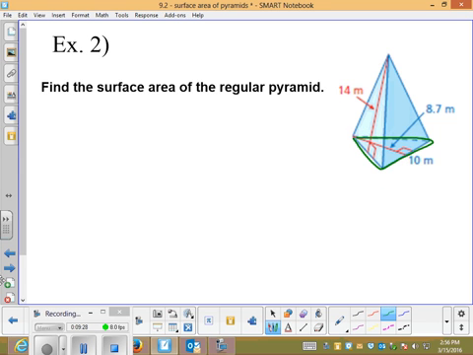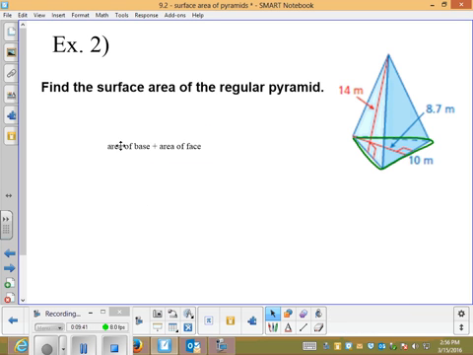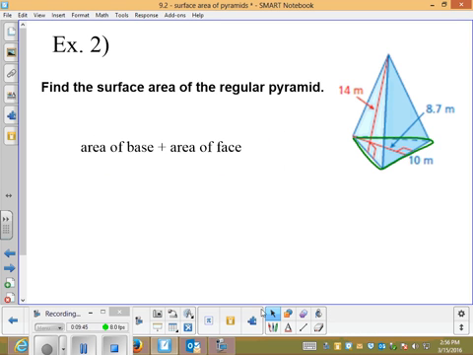So again, what's the formula? It's going to be the surface area of this shape: area of base plus area of face. So what's the area of the base? Well, what's the base shape? The base is going to be a triangle. So I'm going to write one-half base times height for my triangle. And the face is also a triangle, so one-half base times height. Okay, and then we're going to add them together.